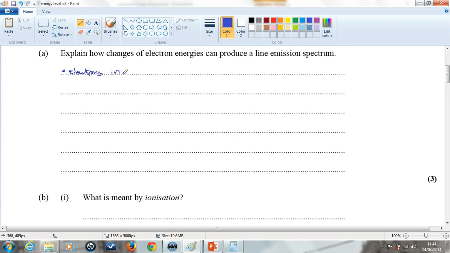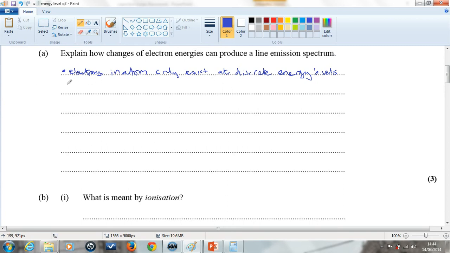in an atom can only exist at discrete energy levels. Okay, so that's our first point that we need to write in.